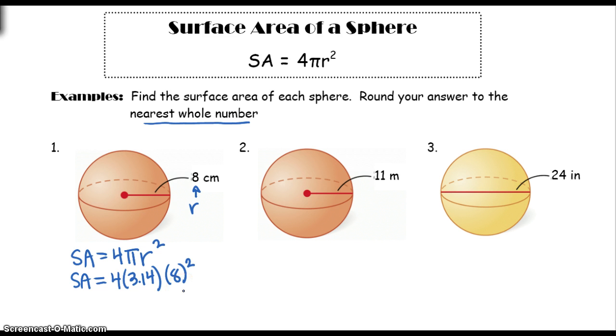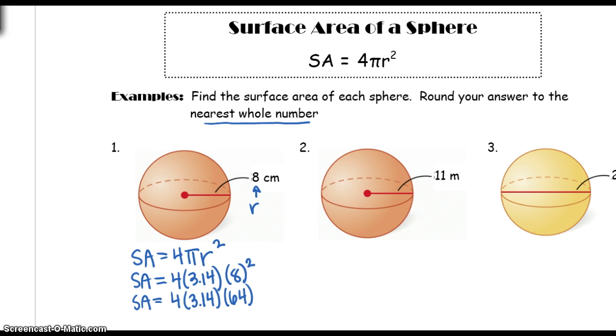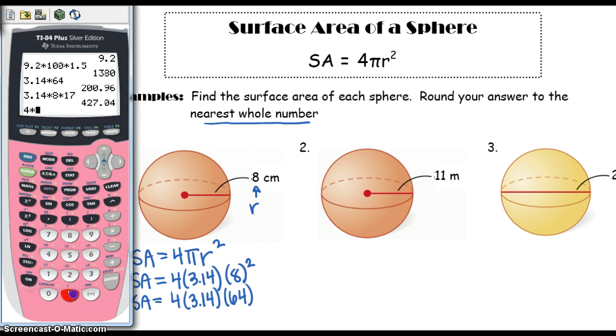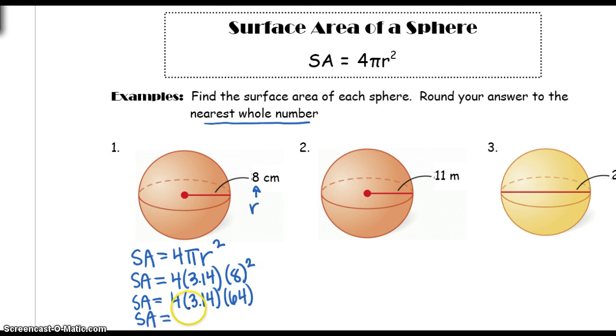Well, let's go ahead and square 8 first. So the surface area would be 4 times 3.14 times 64. Now, if I type all that into the calculator, 4 times 3.14 times 64, I get 803.84. Round to the nearest whole number. This 8 will bump that 3 up to a 4. So the surface area is going to be 804 centimeters square because it's an area. Okay? So you're just using the formula and you're substituting in and then you're rounding.